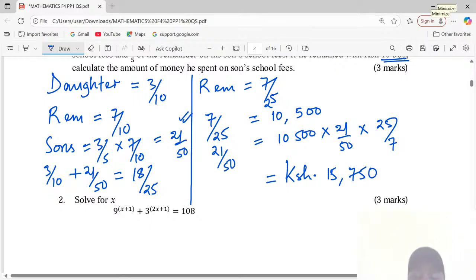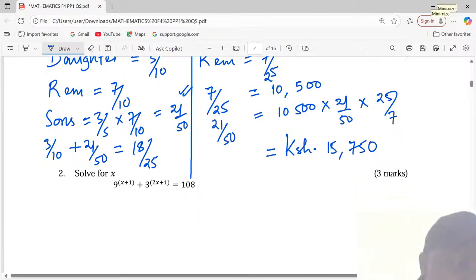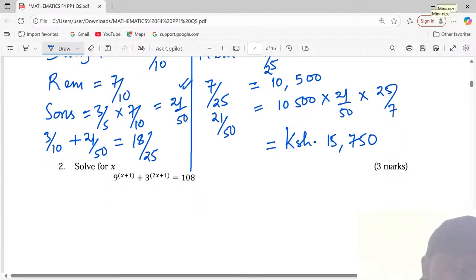Some people will start calculating the total amount that the man earned. Then they slowly start calculating the son, the daughter. But when you know what you're doing, you can just go directly to the point.